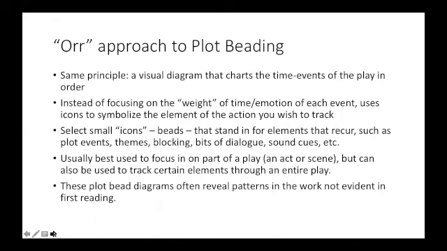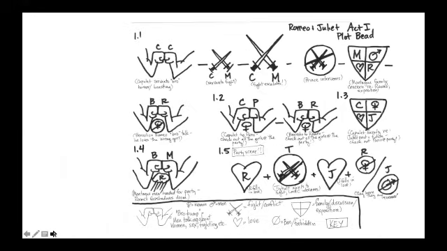So here are a couple of examples, and both of these have been drawn by me. Here you have my plot bead diagram of the first act of Romeo and Juliet, and I'm going to quickly explain to you what you see here. So the first icon that I have here is what I'm going to call a bro bump. Those are two fists bumping.